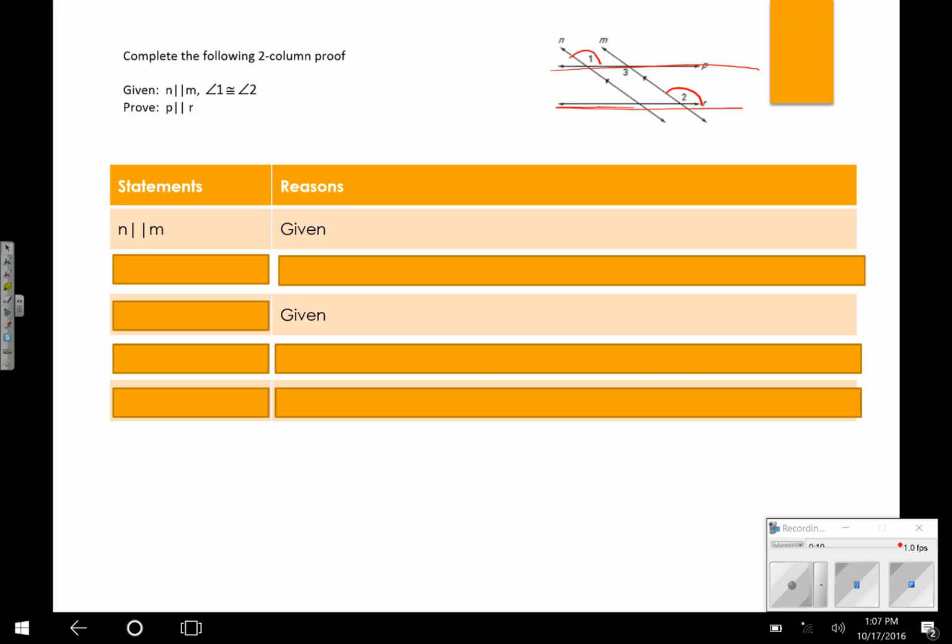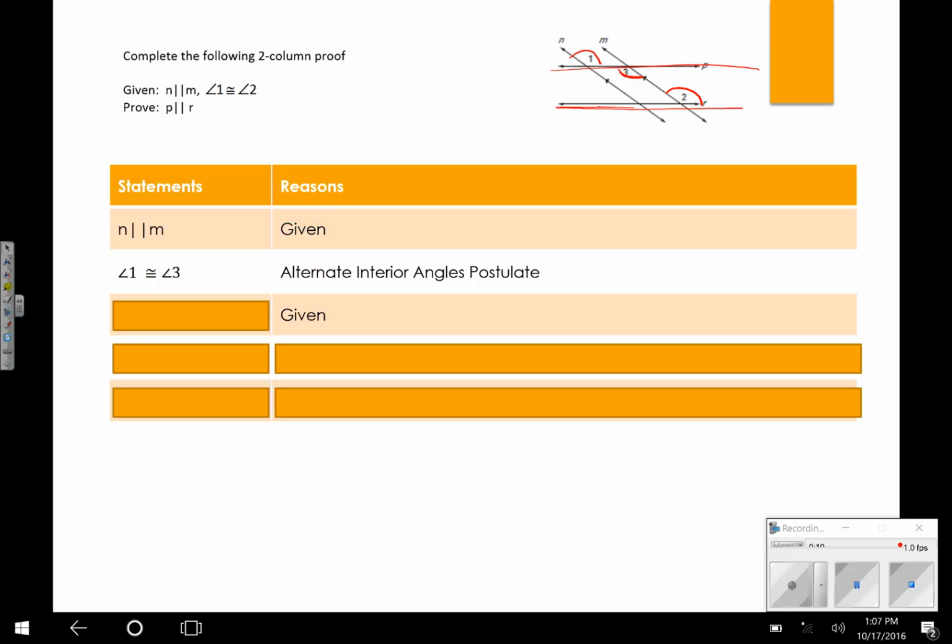So if n is parallel to m with the marked angles I've got, now if you had more angles, there was lots of different ways to go about doing this. But right now I just have 1 and 3 on n and m. So those are alternate interior angles, and we're going to say that those are congruent. Okay, so 1 is congruent to 3 by the alternate interior angles postulate.